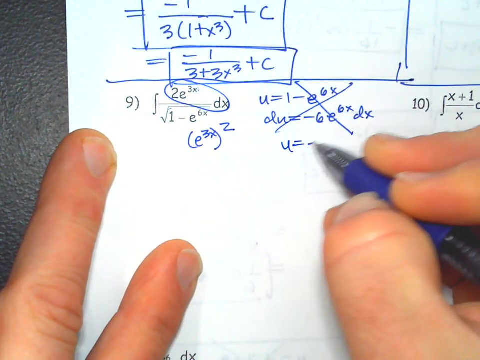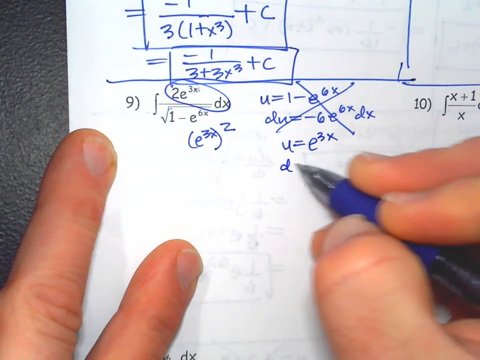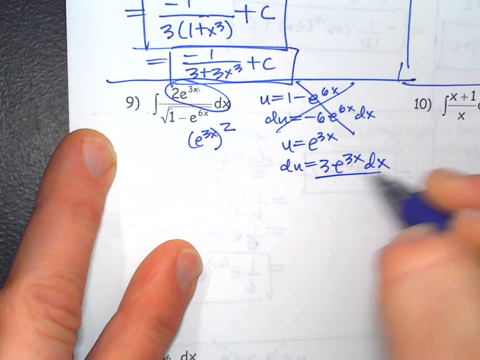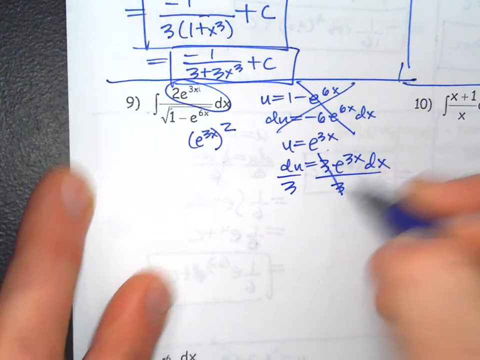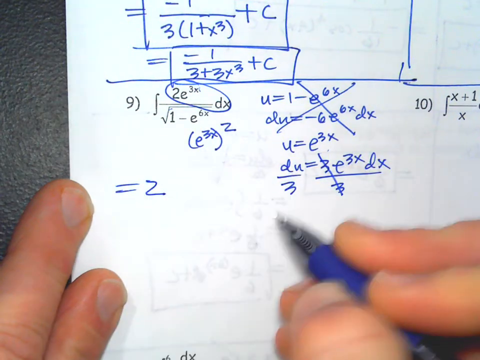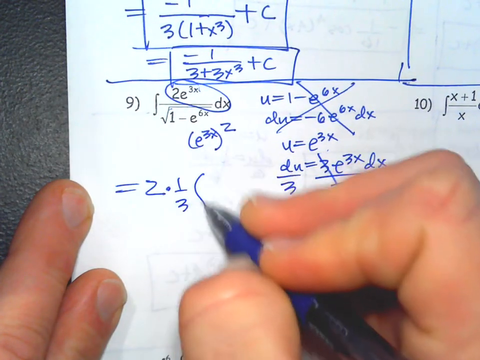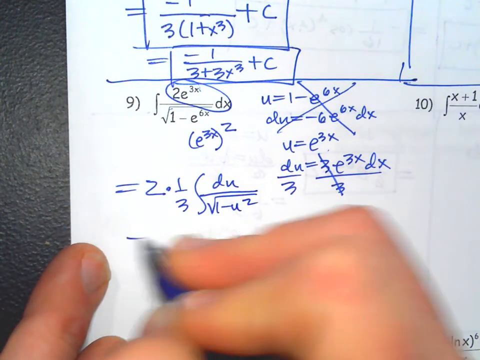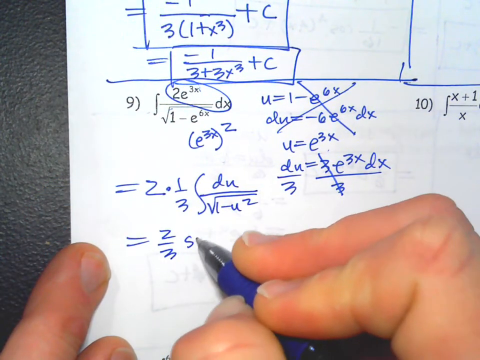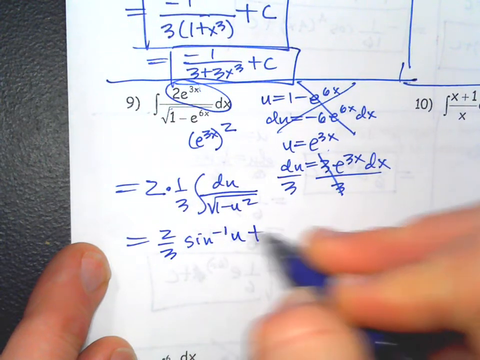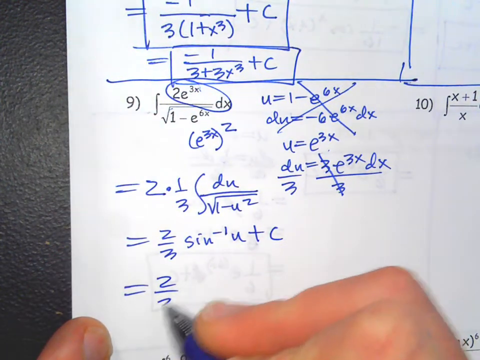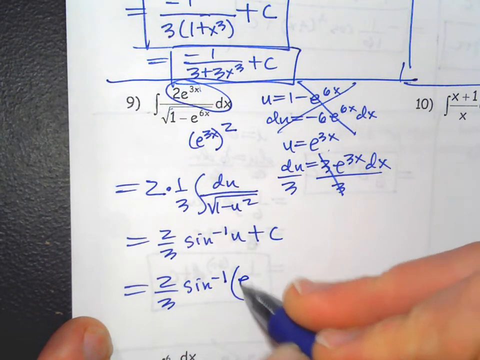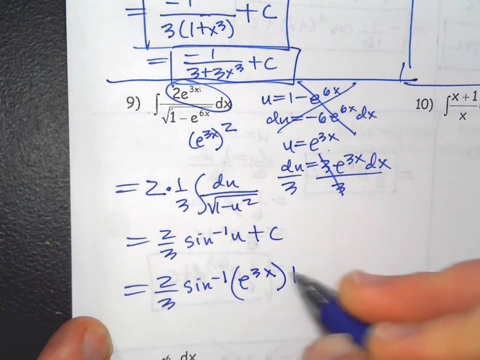Because if that's our u, then du equals 3e to the 3x dx. And then with the 3, that's perfect. So I have a 2, and then a 1/3, and then a du over the square root of 1 minus u squared. So that's going to be 2/3 inverse sine of u plus c. So it's going to be 2/3 inverse sine of e to the 3x plus c.